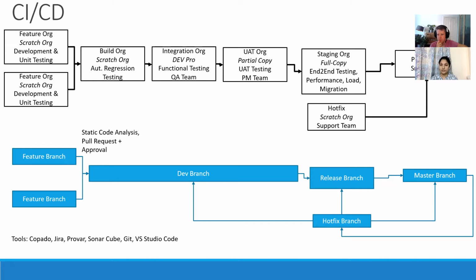We do a technical checkout and smoke test in production on the test data. If there is any issue, then we create a hotfix branch and inform the support team that we have created a scratch org and hotfix out of it. We fix the changes, push it to production, and do a smoke test again on top of it.